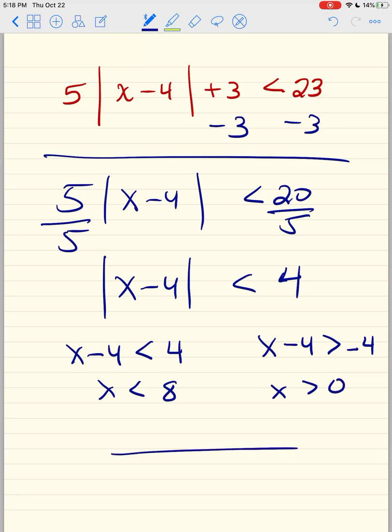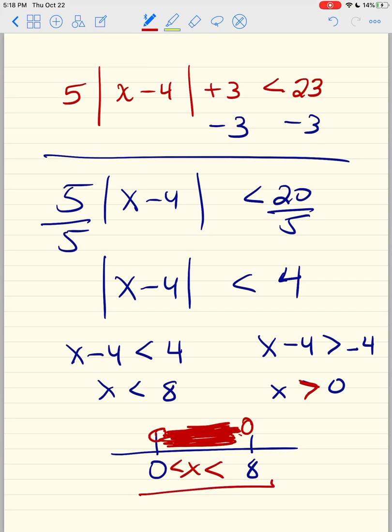Make your number line for inequalities. Here's 0. Here's 8. This is saying x is greater than 0. That's these numbers, right? Bigger than 0 is 1, 2, 3. And x is less than 8. 7, 6, 5, 4. And so they overlap. Since this is my solution, you put the x in between them. And here's my final one.